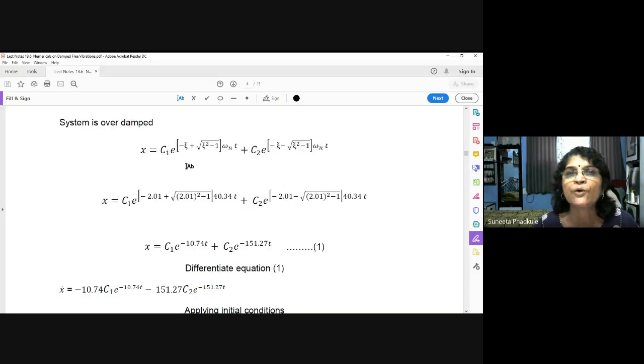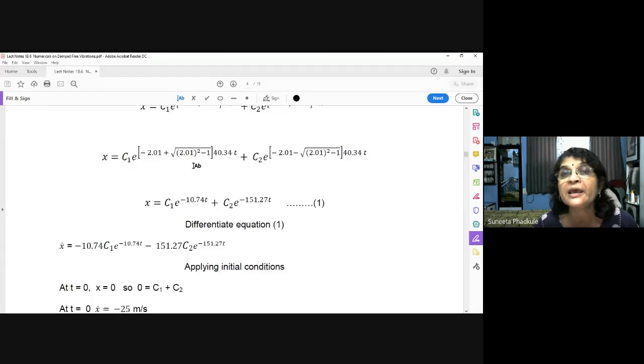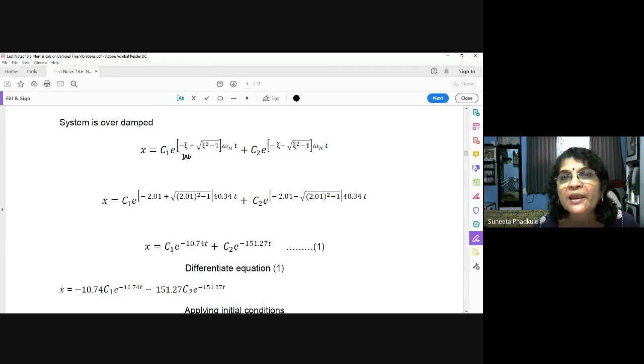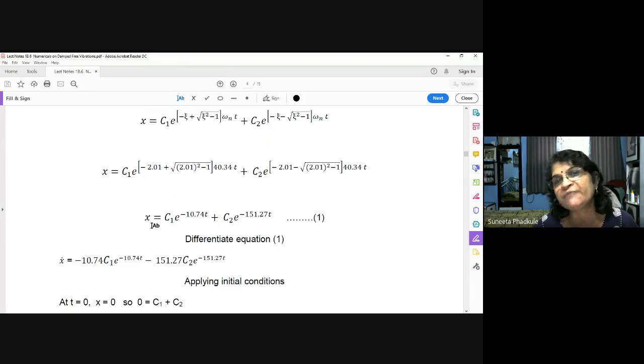Okay. Now what you have to do? Put the value of zeta. Already we have found 2.01. Putting the value of zeta, and also omega n, because t is unknown and the remaining things are known, we get the equation X is equal to C1 e raised to minus 10.74 t plus C2 e raised to minus 151.27 t. This is your solution, this is your equation of motion for the overdamped system.